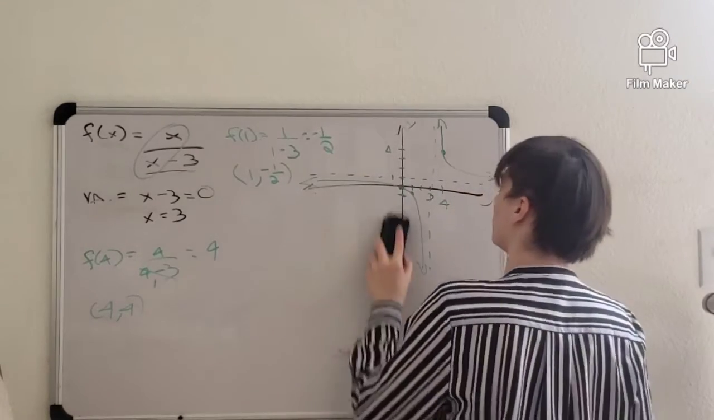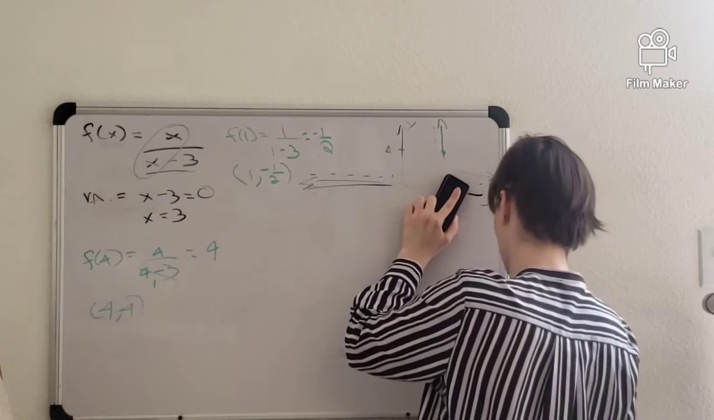Now we're going to try another example to find a hole in our rational function.